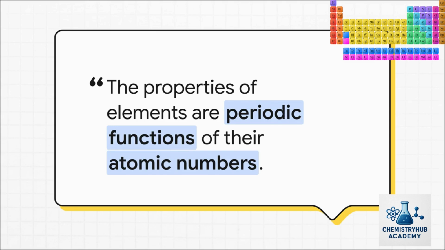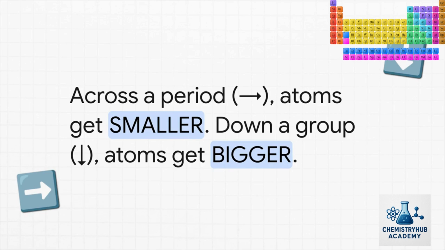It just means that when you line up the elements by their atomic number, 1, 2, 3, and so on, their properties start to repeat in a predictable cycle. This is what turns the table from a list into a predictive powerhouse. So let's look at the first huge trend, atomic size.